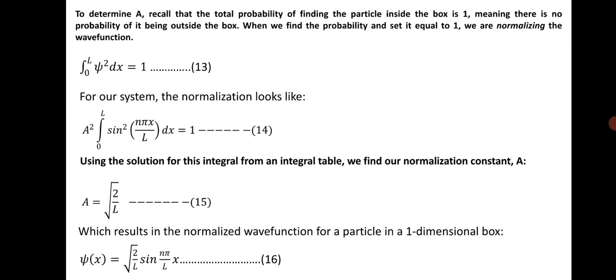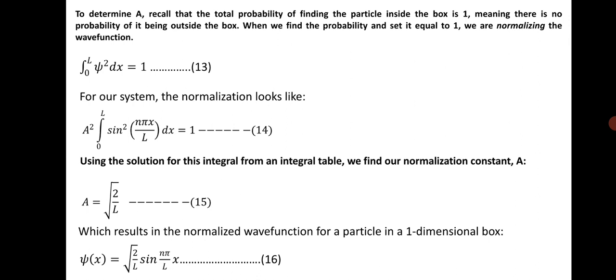Therefore, what is psi? Psi is equal to A sine n pi by L into x. So psi square becomes A square into integration of 0 to L sine square n pi x by L into dx is equal to 1. So therefore, from this equation number 14, the value of A becomes equal to square root of 2 by L.